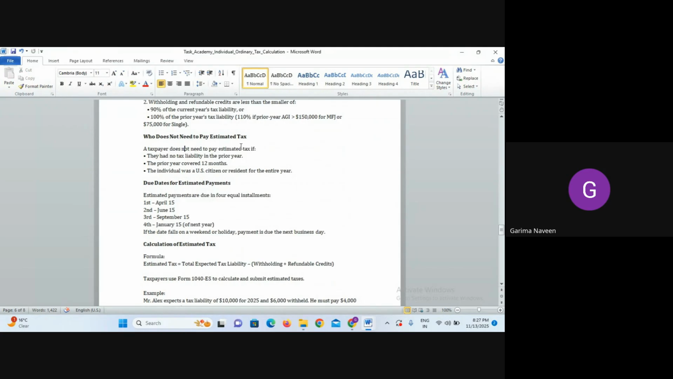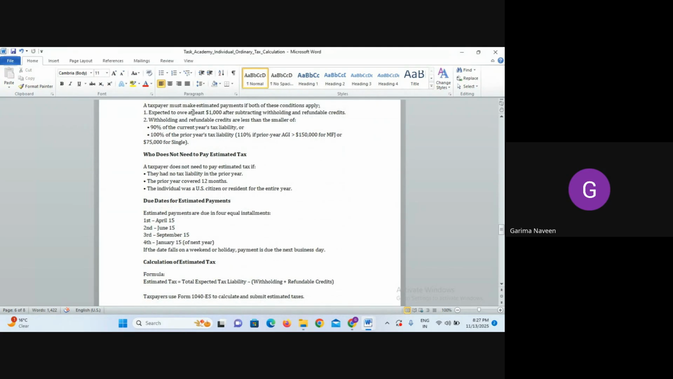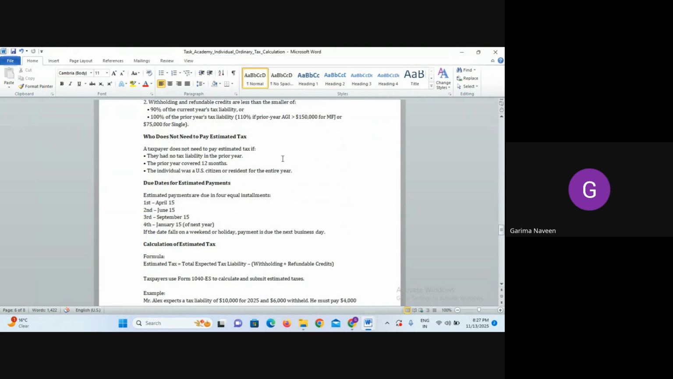Who does not need to pay estimated taxes? If your withholding is enough, and even after withholding your taxes you do not have any tax liability, or your tax liability is less than $1,000. If you do not have any tax liability in the prior year, the prior year covered 12 months, and the individual was a US citizen or resident for the entire year, then in this case you do not need to pay any estimated taxes.